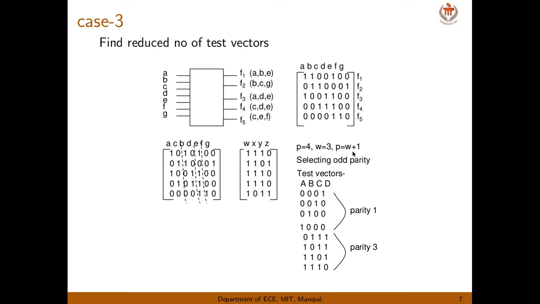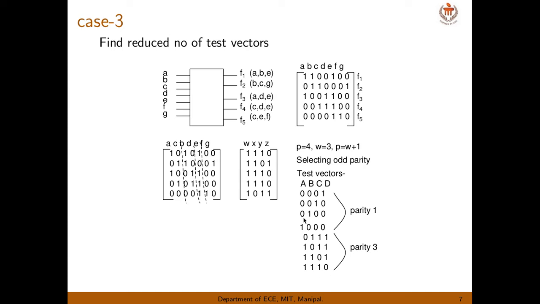So here you have to decide whether you have to take odd or even parity. Any you can choose. If you choose odd parity, P is 4, so the test vector will have 4 inputs. But less than 4, what are the odd numbers you have? 1 and 3. So you can have parity 1 and parity 3. So this is odd parity since you have chosen. It is parity 1 and parity 3. Parity 1 means the total number of ones is only 1. Here the total number of ones is 3. It's parity 3.